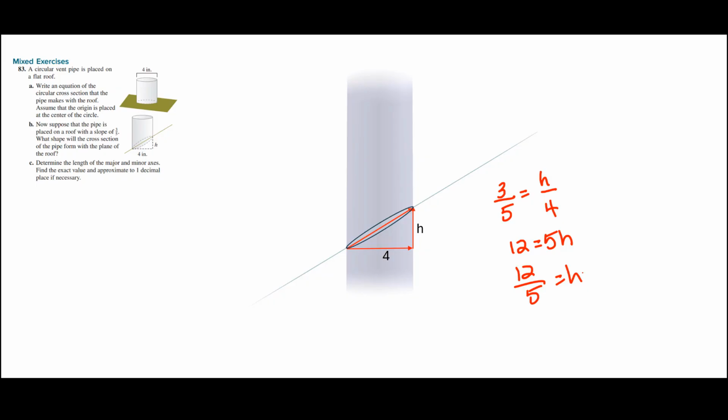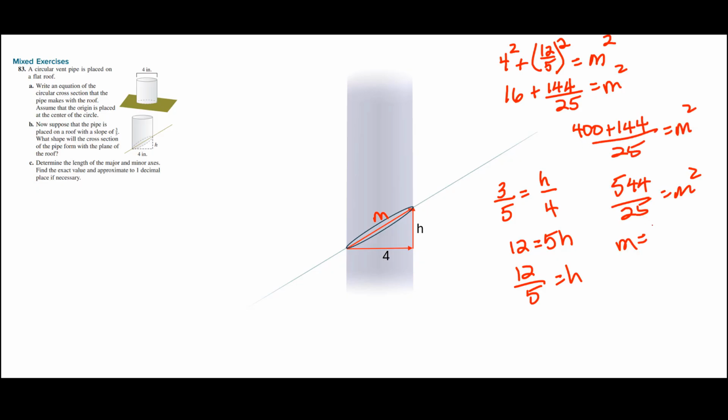And so you know that the hypotenuse of that triangle is the major axis of the ellipse. That's what goes right through the center of that ellipse. And so we would use the Pythagorean theorem. You can say 4 squared plus (12/5) squared is equal to, I'll just call this m squared. And so 16 plus 144 over 25 is equal to m squared, and that is going to be 400 plus 144 over 25. It turns out to be about 4 square root of 34 over 5. Right, so that's the length of the major axis.